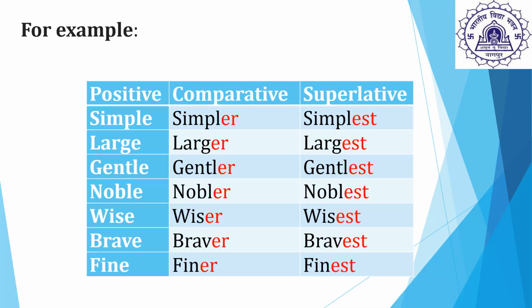We will see a few more examples, children. Like for example, the adjective simple is in the positive degree, it becomes simpler in the comparative degree and simplest in the superlative degree. I've highlighted the words that you are attaching. As you can see, children: large, larger, largest; gentle, gentler, gentlest; noble, nobler, noblest; wise, wiser, wisest; brave, braver, bravest; fine, finer, finest.